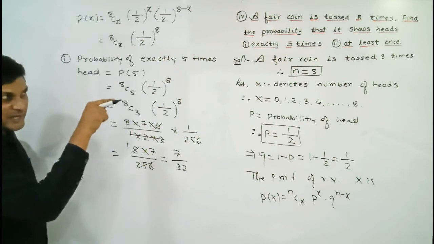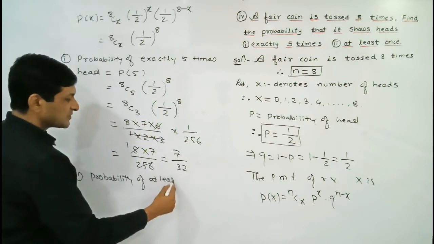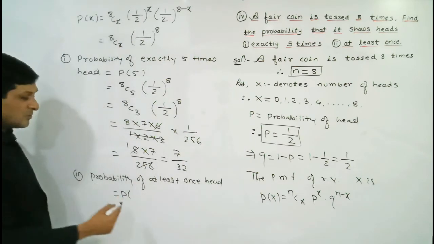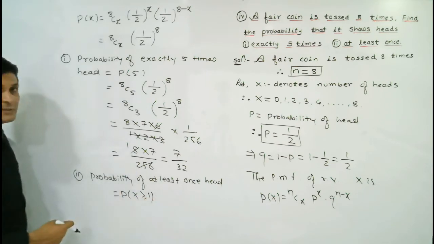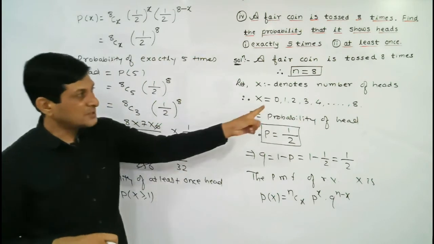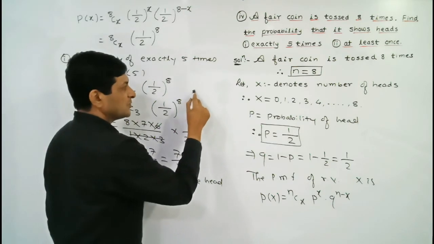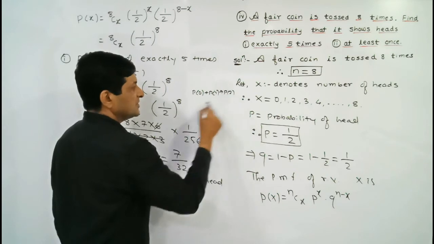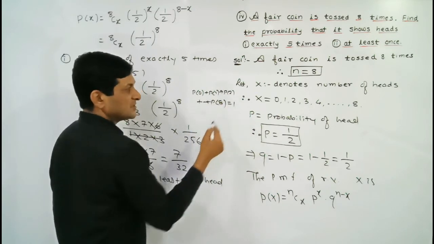Now let us try to find out our second required value, the probability of at least one head. So it will be equals to P of, at least one head should be there, that is, the value of X should be at least 1, so it can be more than 1 also. How many values of X are there? 0 to 8. And the sum of all probabilities will be equals to 1, means P of 0 plus P of 1 plus P of 2, continuing this way, plus P of 8 will be equals to 1, the sum of all probability.